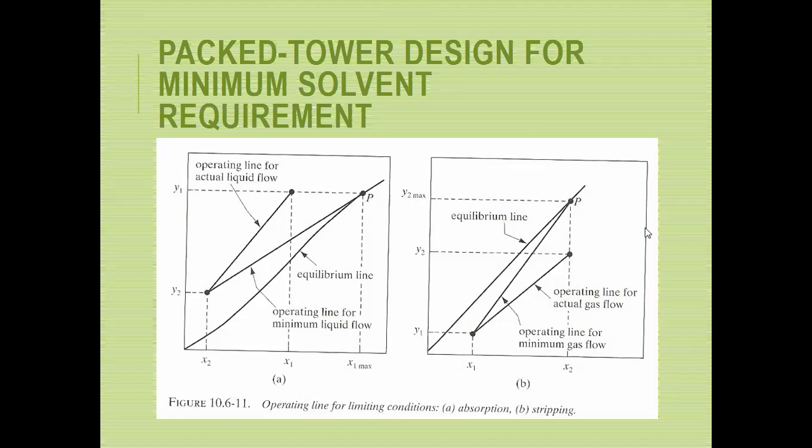I have also discussed partly that the location of your operating line, if the process is gas absorption, should be above the equilibrium line or curve, whereas that of the stripping operating line will be below the equilibrium curve. Now, what happens if we are to determine the minimum solvent requirement for gas absorption? You have two illustrations here. A is for gas absorption and B is for stripping.